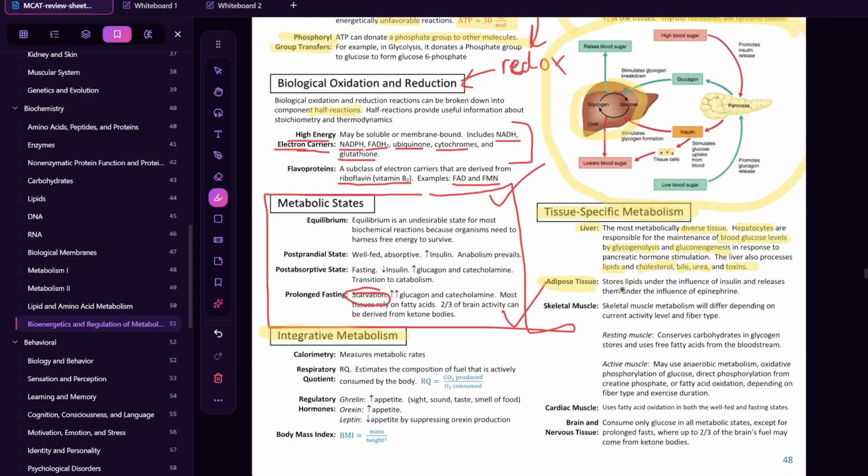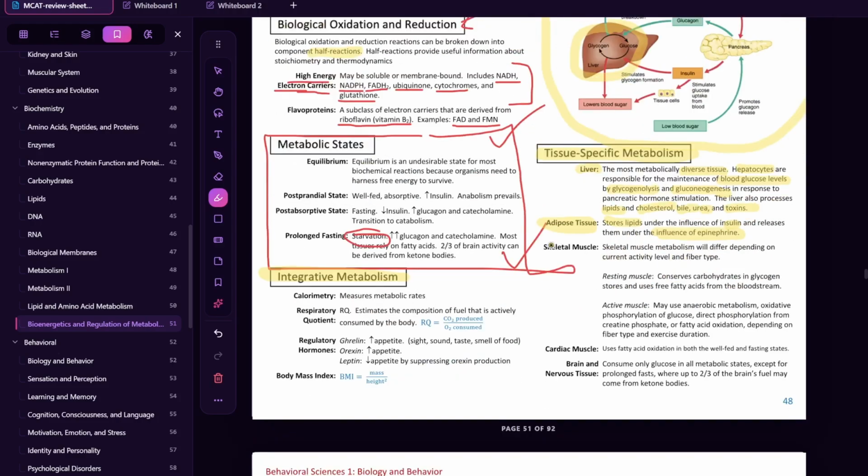Adipose tissue stores lipids, like you can think of that as fat, under the influence of insulin and releases them under the influence of epinephrine. So these are how the hormones are coming into play as well. Skeletal muscle metabolism differs depending on the activity level and the fiber type. So if you're resting, you conserve carbohydrates in glycogen stores, like fat, and use free fatty acids from your bloodstream.